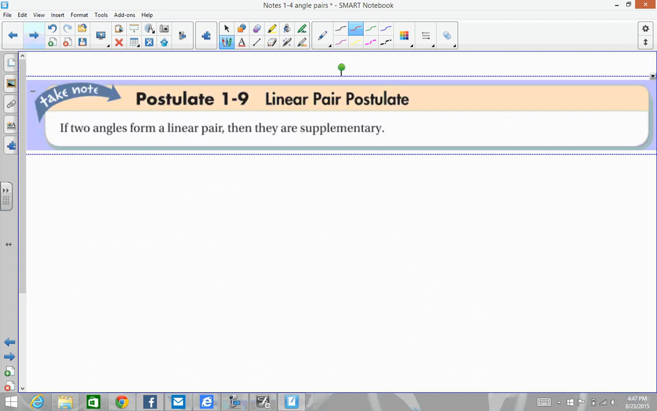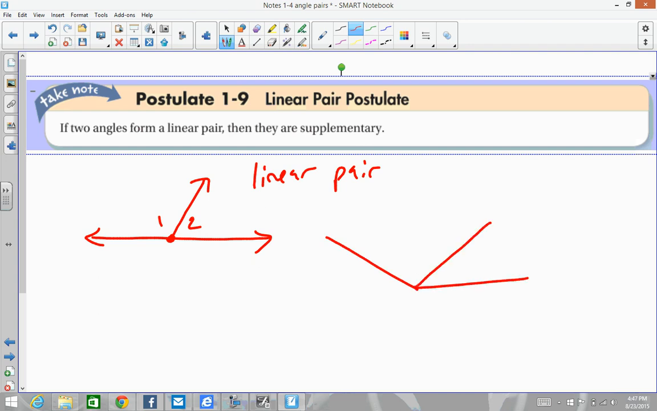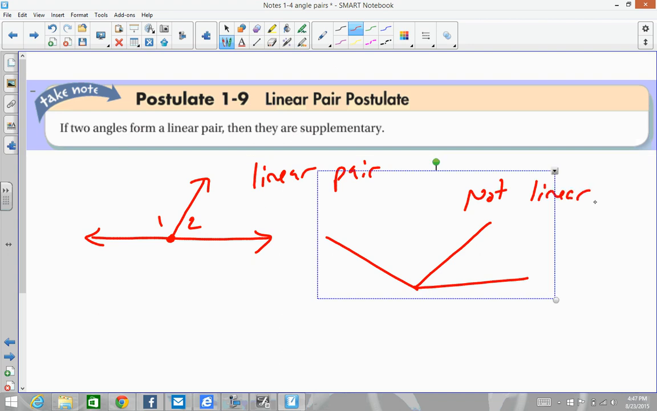So linear pair postulate, postulate 1-9, says that if two angles form a linear pair, then they are supplementary. So a linear pair is a special type of supplementary angles. It is the two adjacent angles who share the side and share the vertex, but their non-adjacent sides must form a straight angle. And so if you have this, this is a linear pair, okay? Not something like this. That's not a linear pair, not a linear pair. Okay, don't mix up. It has to be a straight angle.